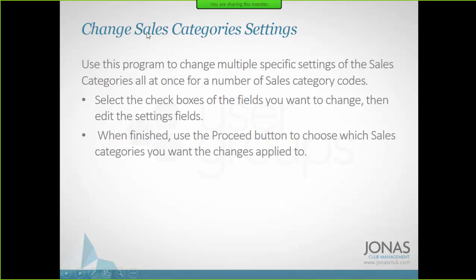Change sales category setting. This allows you to make a global change to certain fields in the sales category. Not all fields, but just certain fields. So if you were changing, say, the item group that you're tracking on the club management side, or I wanted to change the tax table that's being used by the categories. It used to be that you would have to go into each category one at a time to change that linkage. This will do that for you across multiple categories.